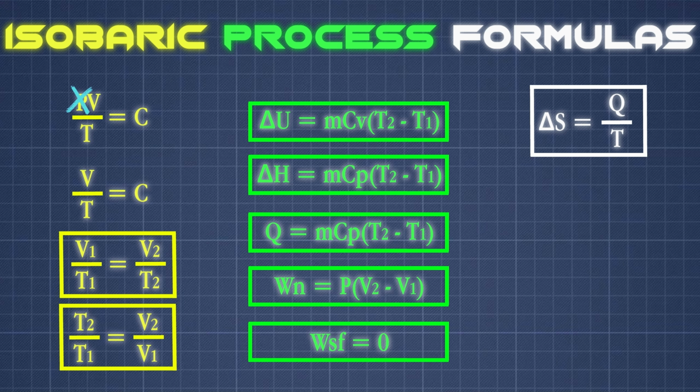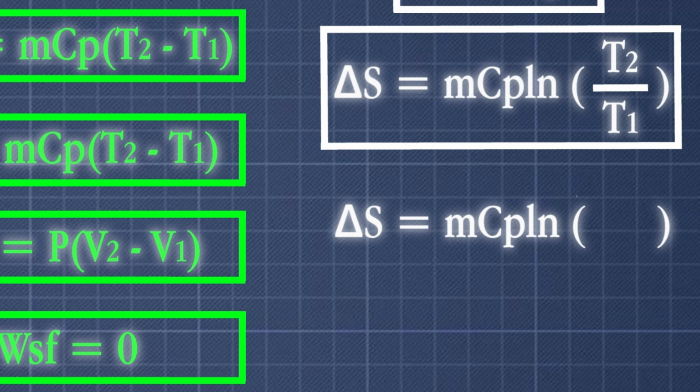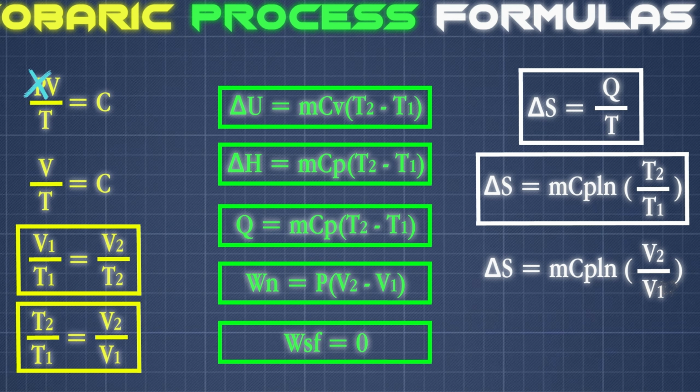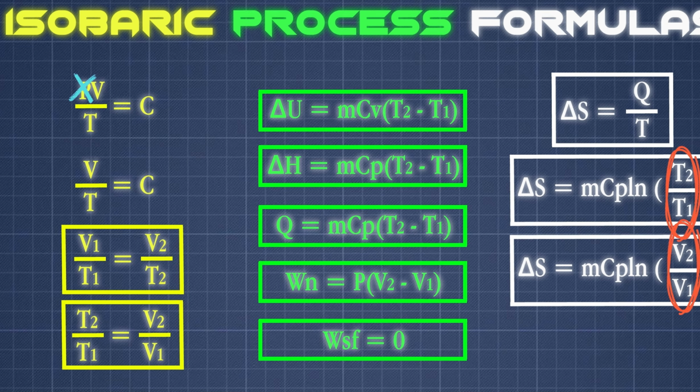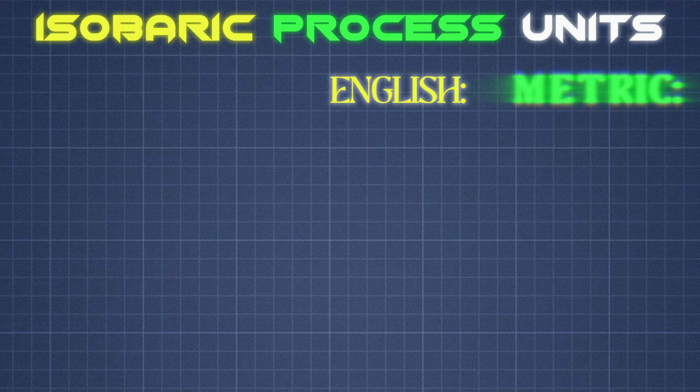So another formula for entropy, we have mCP ln of T sub 2 over T sub 1. Or pwede rin mCP ln of V sub 2 over V sub 1. So bakit naging volume yung temperature? Kasi nga sabi natin kanina, yung T sub 2 over T sub 1, parehas lang ng V sub 2 over V sub 1. For isobaric process units, we have English and metric system.